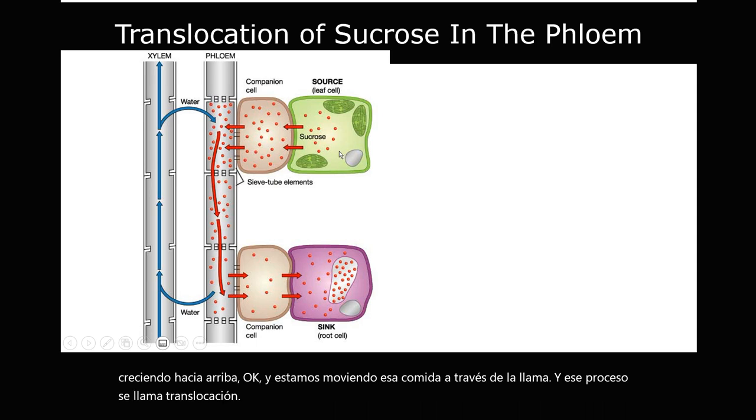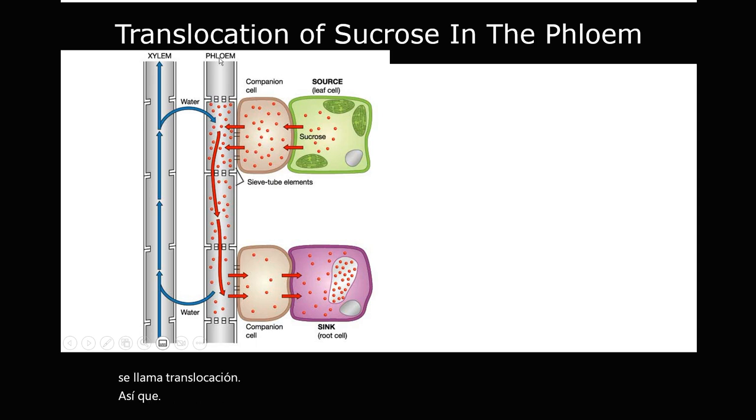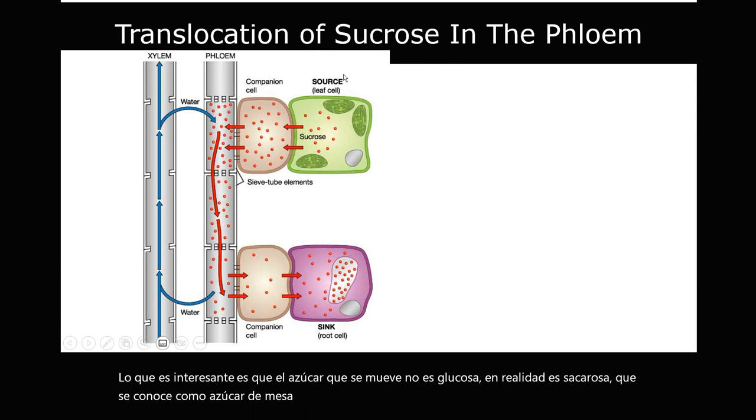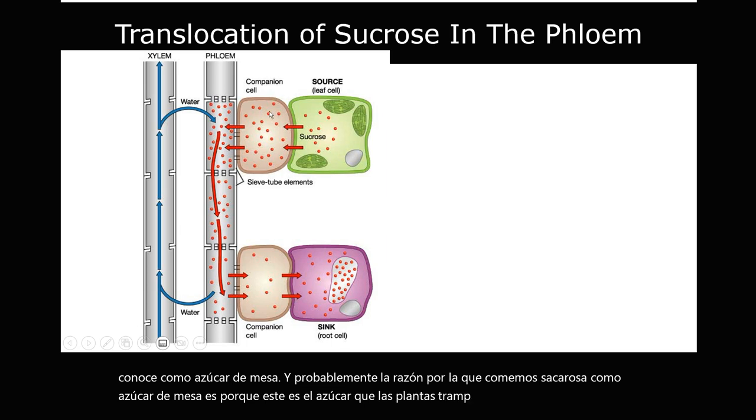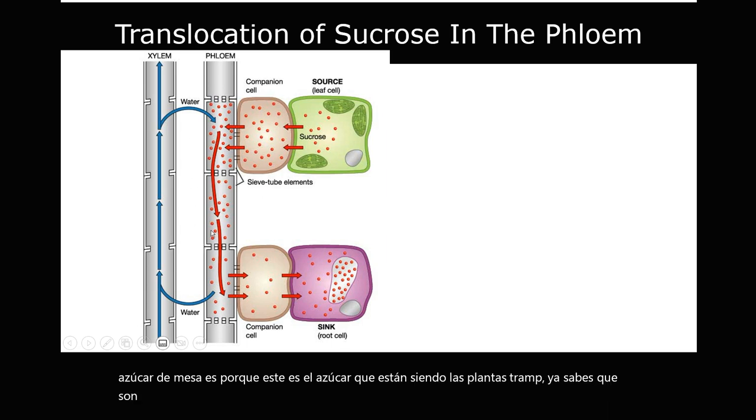So, what is interesting is that the sugar that is being moved around is not glucose. It's actually sucrose, which you know as table sugar. And probably the reason that we eat sucrose as table sugar is because this is the sugar that plants are transporting all over their stems.